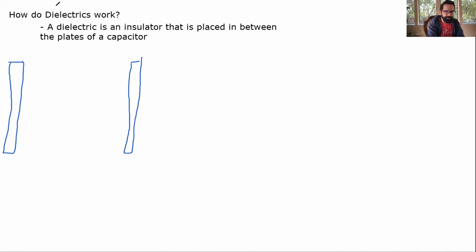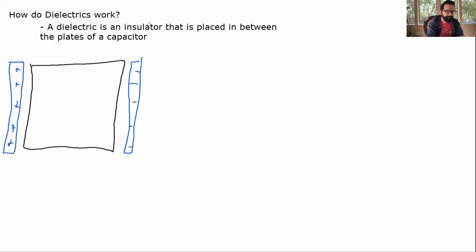So here are my plates. Again, I'm going to make one positive, the other one negative. And I'm going to put this dielectric in here. Usually I have the electric field going from here to here. That's my electric field from the plates.